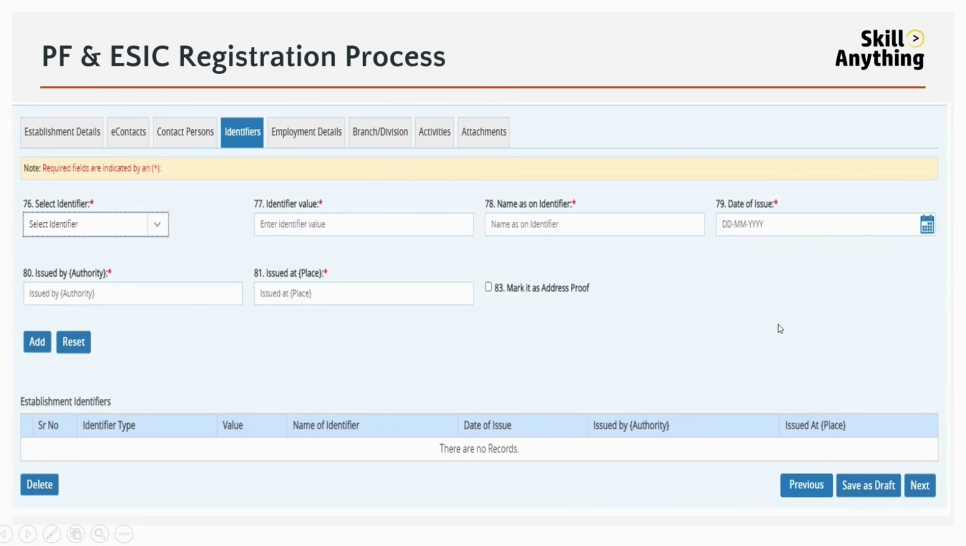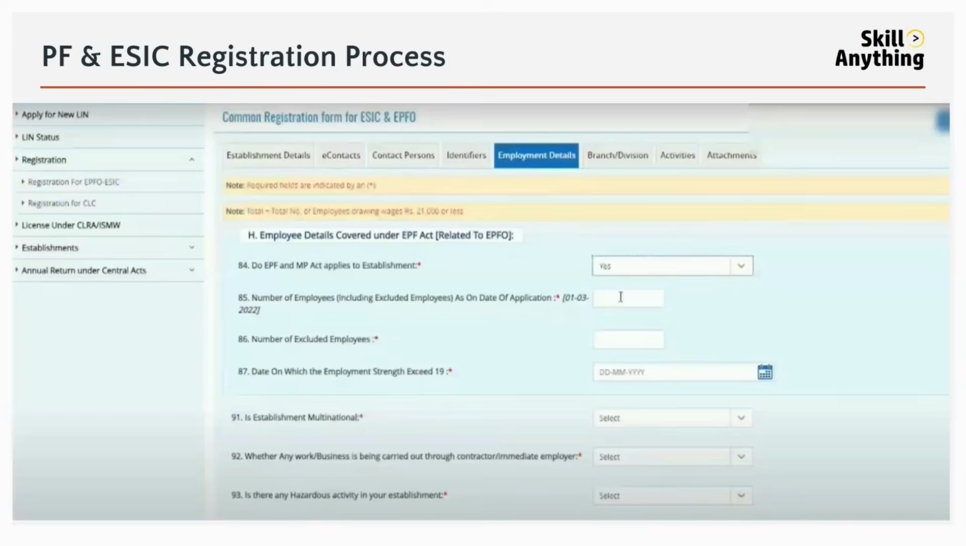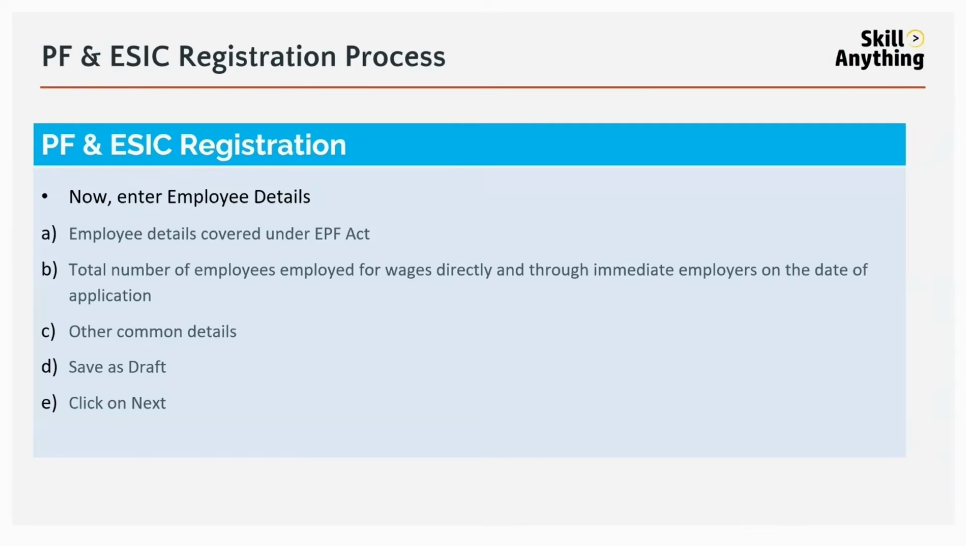In the next step, we will see employee detail. Now enter your employee detail. As we saw in the PF document video, we have shown you the employee details forms, so you already have your employee detail with you. So enter your employee details. Now let's see in the screen what employee details we have to fill.